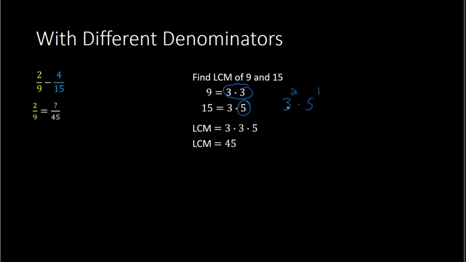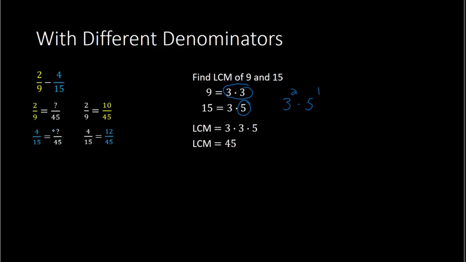So I need to convert 2 over 9 into something over 45. So to do that, I see that 9 times 5 is 45. So I do the same thing to the top. 2 times 5 would give me 10. So 2 over 9 is the same thing as 10 over 45. Looking at the 4 over 15, 4 over 15 is the same as what over 45? Well, looking at the bottoms, 15 times 3 gives me 45. So 4 times 3 would give me 12 for the top.